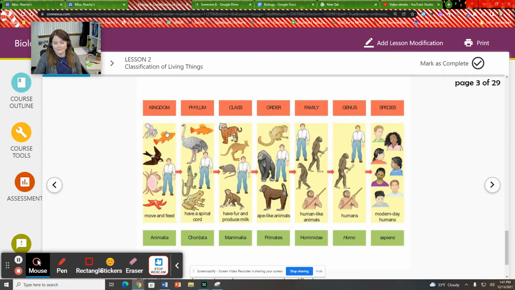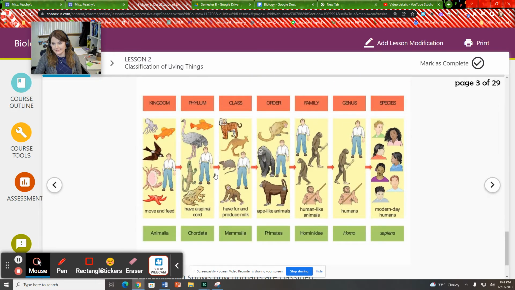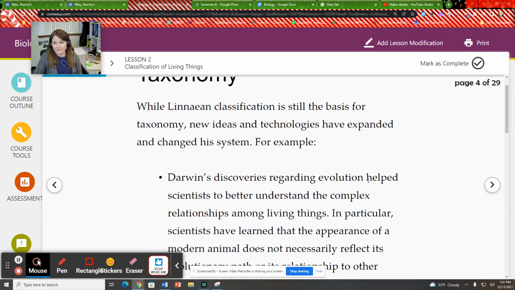This is all animals, the kingdom, all the way to just our modern humans, which are Homo sapiens, which belong into this group here. Kind of giving us the idea that each group is subsequently getting more and more specific, right? So there are some limitations and some changes that have occurred to the Linnaean system since it was first introduced.